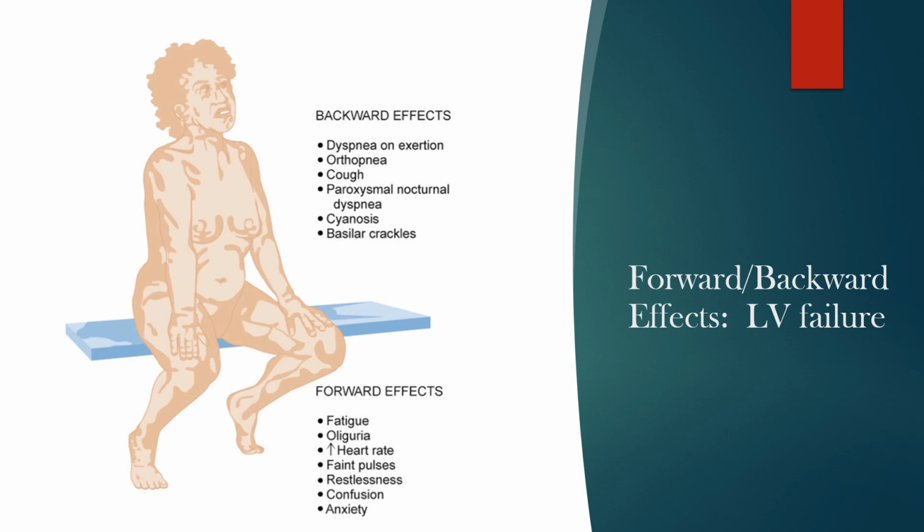But on the left side, the blood's coming from the pulmonary into that left ventricle, or that left side of the heart. So a backward effect would be going into the lungs. So anything respiratory is going to be a backward effect. So it's going to cause increased shortness of breath, orthopnea, right? You're not going to be able to lay flat. You're going to have a cough. They're going to have that paroxysmal nocturnal dyspnea, where they lay down.